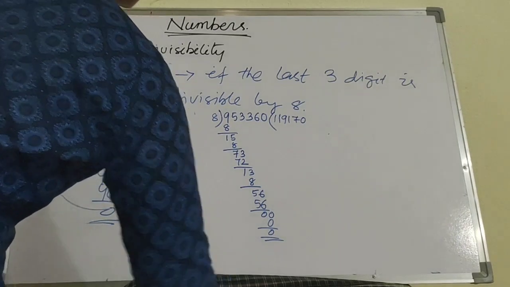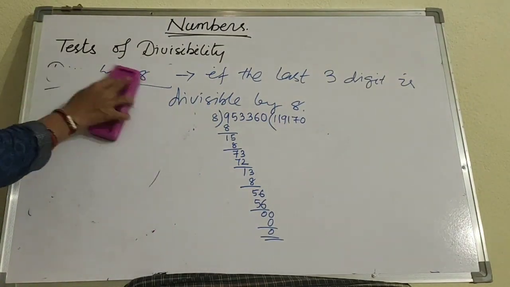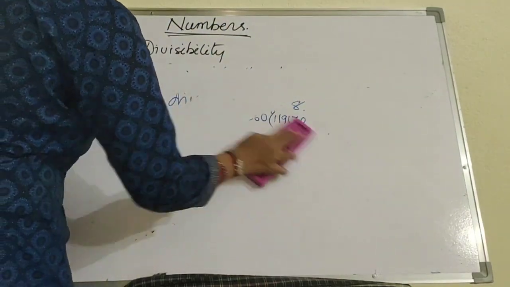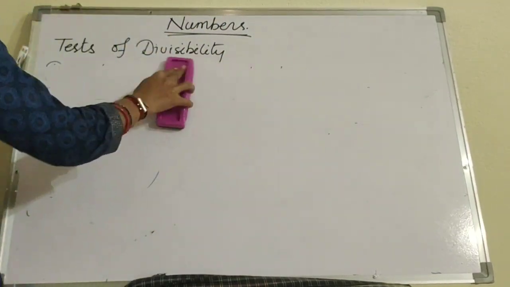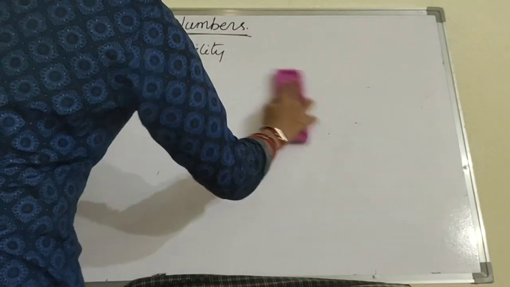So the rule for 8 is, if the last 3 digits are divisible by 8, that means the number is divisible by 8. If the last 3 digits are not divisible by 8, then that number cannot be divisible by 8.